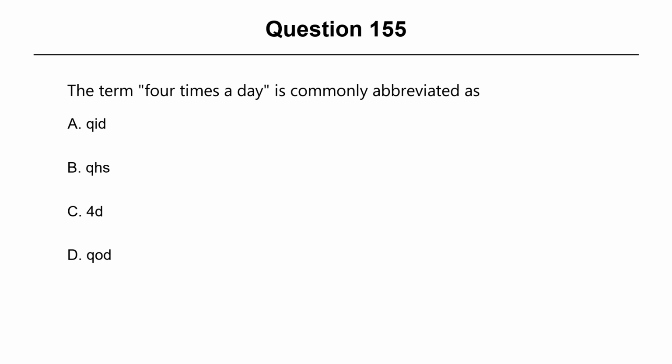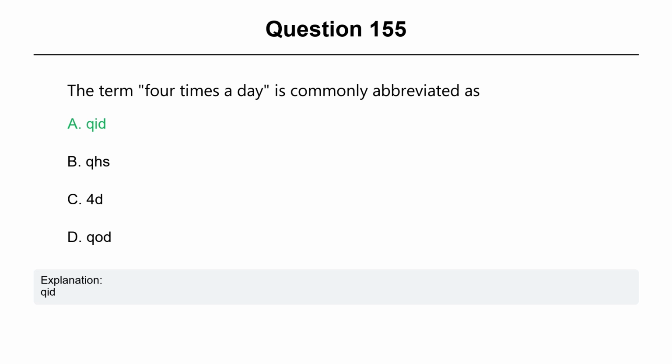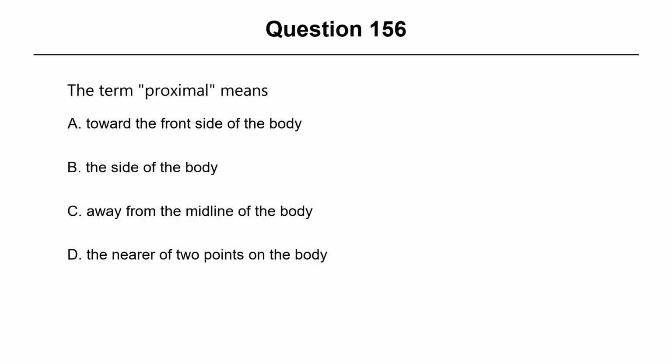Question 155. The term 4 times a day is commonly abbreviated as: Option A, QID. Option B, QHS. Option C, 4D. Option D, QOD. The correct answer is option A, QID.